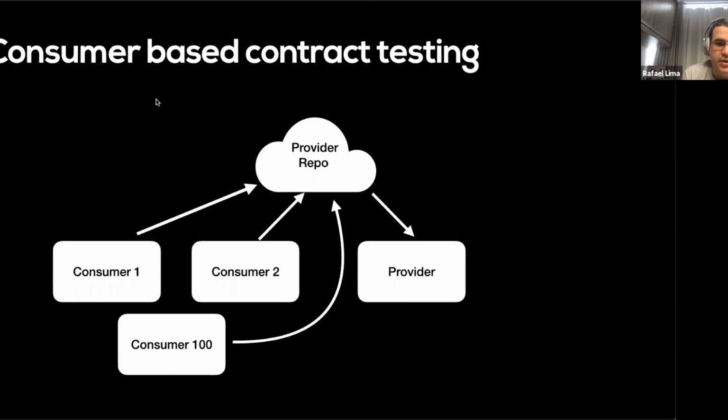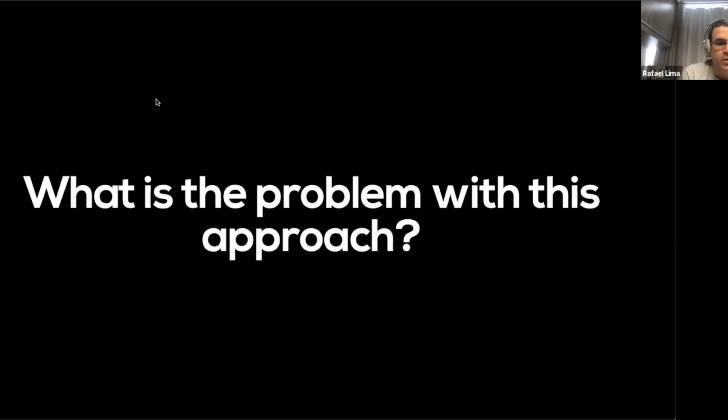Of course, I need to remember that I might have 100 consumers, so I would have to test this against 100 contracts. What is the problem with this approach? The problem is that if one of the consumers does not upload the contract, then I have a problem, because I do this approach to make sure I don't break my consumers. But if I cannot guarantee that every consumer is uploading their contract to this repository, I cannot guarantee that I'm not breaking all of my consumers, right?